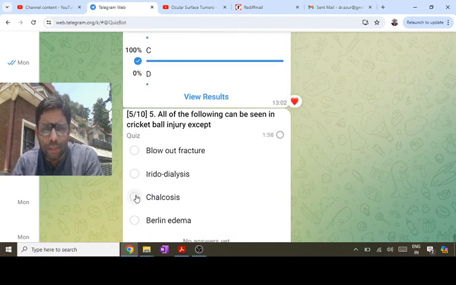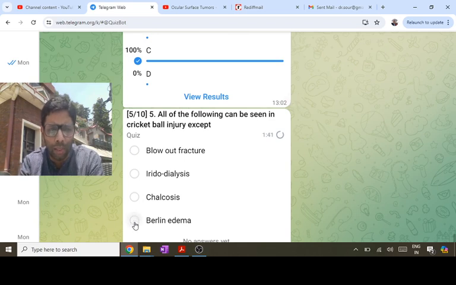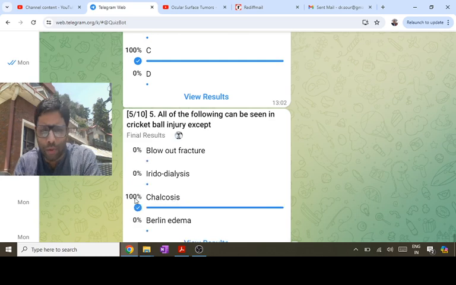Now, all of the following can be seen in a cricket ball injury, which means blunt trauma: blowout fracture, the floor being the weakest wall, teardrop sign, separation of the iris from the periphery creating an extra D-shaped pupil, and polycoria. Now chalcosis is due to penetrating trauma. Copper goes inside the eye, that is not seen in blunt trauma. And Berlin edema is the edema causing a cherry red spot, that is also seen in blunt trauma. So chalcosis should be the answer over here.